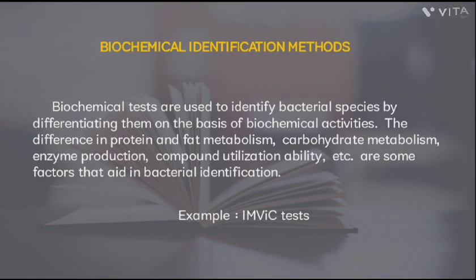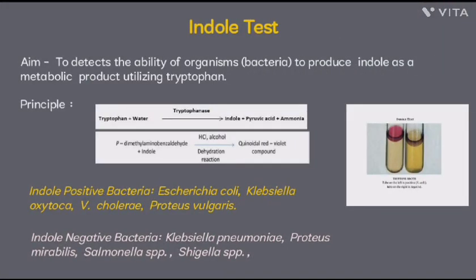Example: IMVIC tests. Indole test aims to detect the ability of bacteria to produce indole as a metabolic product utilizing tryptophan. The principle behind the indole test is that the enzyme tryptophanase breaks down tryptophan into indole, pyruvic acid, and ammonia. The indole then reacts with aldehydes to form a quinoidal red-violet colored compound.